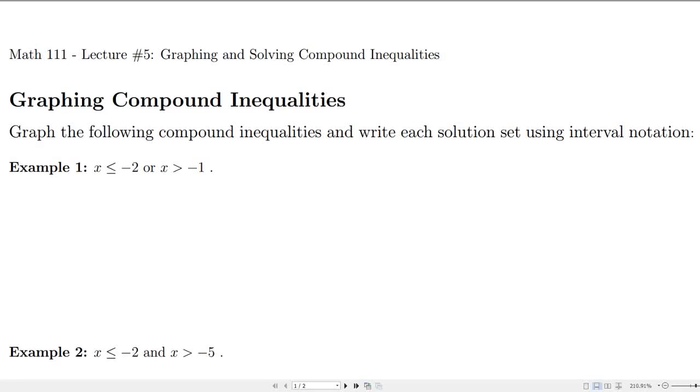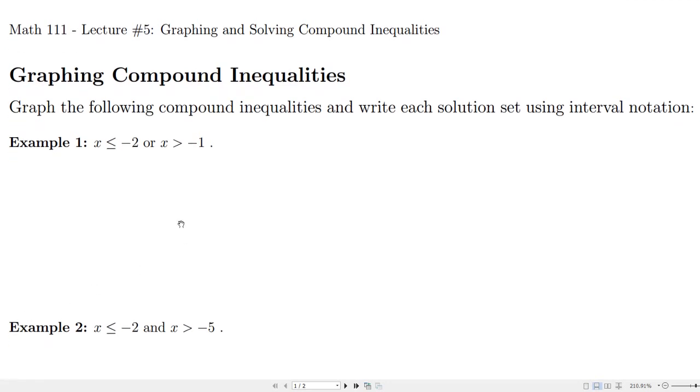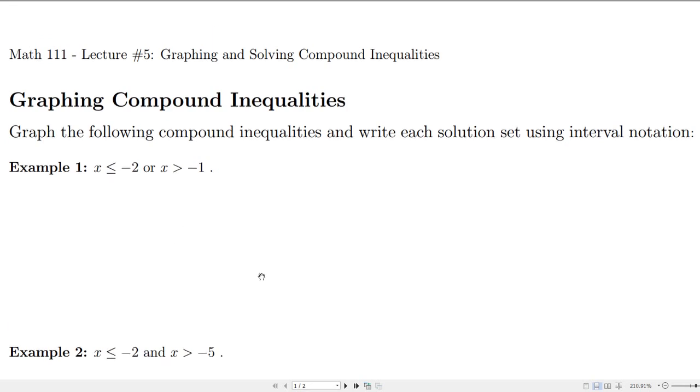So lecture 5 is on graphing compound inequalities, and the idea here is that if we have a combination of inequalities, we can combine them and we can try to either graph the set of x values that satisfy these inequalities, or we can use interval notation. And let's do a bunch of examples to show how to do this.